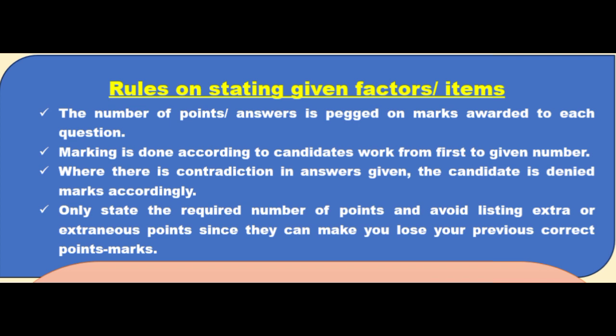Definitely the first point and the second point are contradicting each other. And that means the contradiction will be penalized. So mostly you should confine yourself to answers that are not contradictory in nature. In other words, avoid any form of contradiction. Only state the required number of points. We have already said that. Avoid extra or extraneous points.